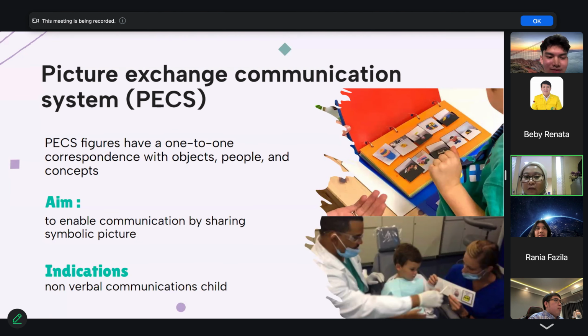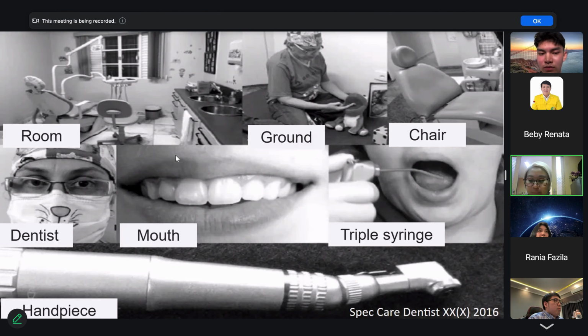And next is the Picture Exchange Communication System, or PECS. This system also can be used for nonverbal communication patients, including autism or ADHD patients. This system is like the tell-show-do technique, but using pictures. So here are examples of PECS. One picture resembles one word, and you can arrange these pictures into one concept.